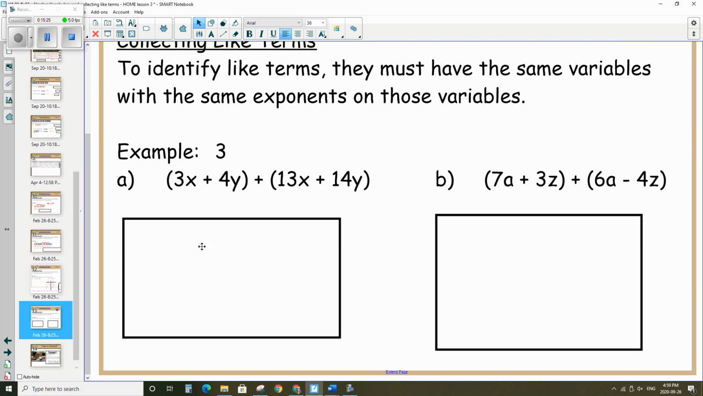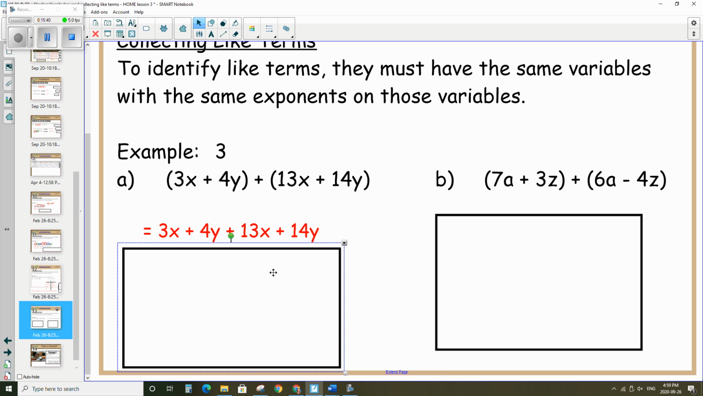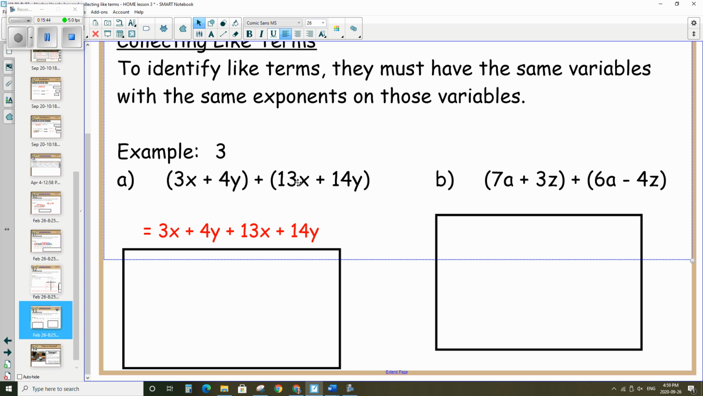Okay, a couple more and then the lesson's done. So we are doing the same thing. We are going to be collecting like terms. So here we have brackets. All right. You can remove the brackets in the first line. All right. Because this is a plus, nothing in this bracket is going to change.